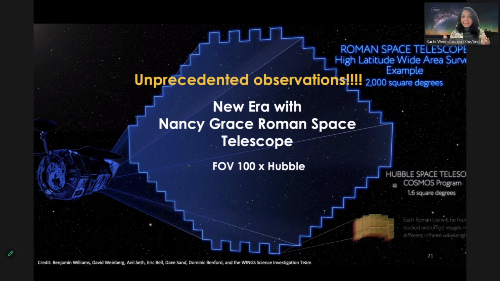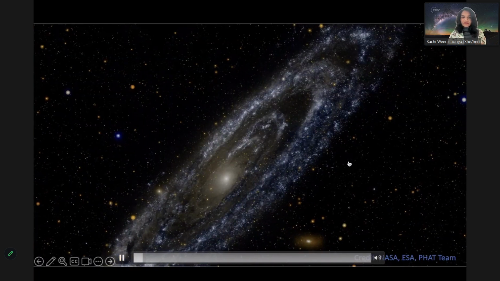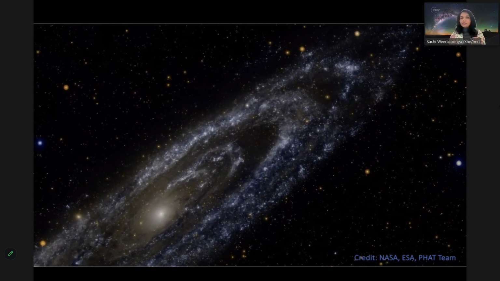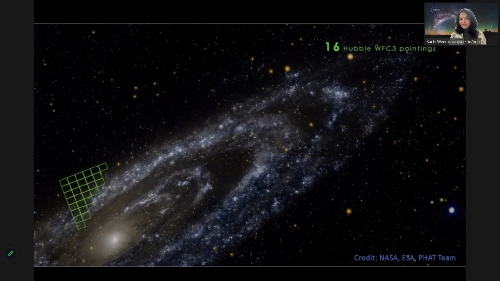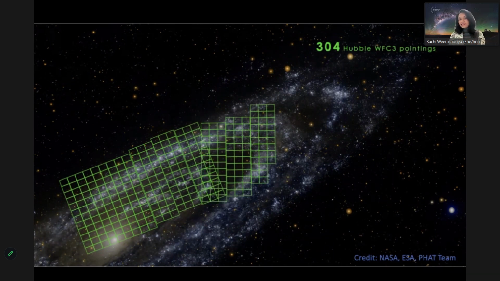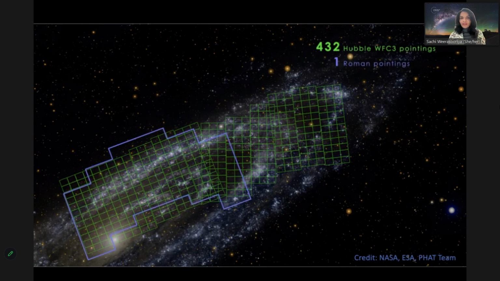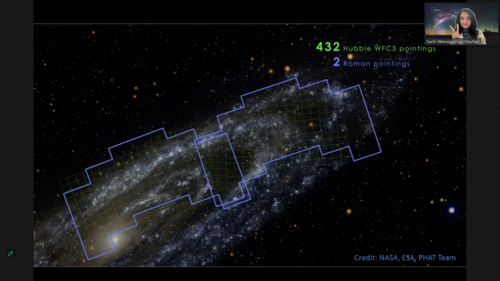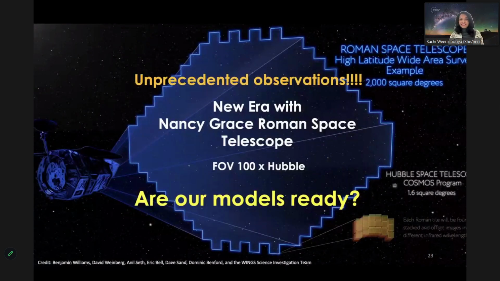We are entering into this new era in astronomy with the Nancy Grace Roman Space Telescope. Roman has a field of view that's 100 times more powerful than Hubble, and it's going to bombard us with an unprecedented amount of observations. To give you an idea of this, let's look at this galaxy. Hubble would take about 432 pointings to cover the area of this galaxy, but Roman would need only 2 pointings. So this is the power of Roman Space Telescope. It's going to overwhelm us with many observations.